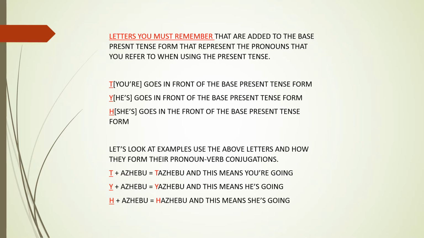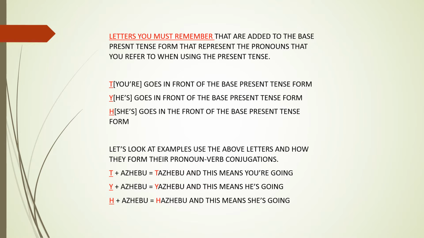So let's look at the first one. In red, you'll see a T, and this is the letter that must be added to the base form in order to mean you're doing the act. So the T goes in front of the base form, or the base present tense form, right? Because these letters go in front of the form.